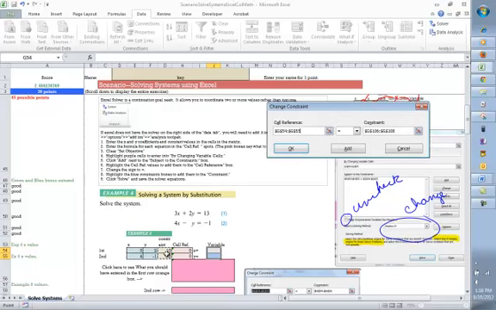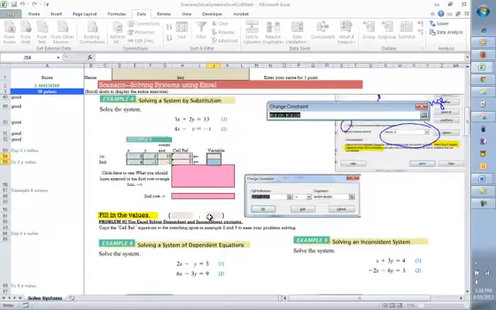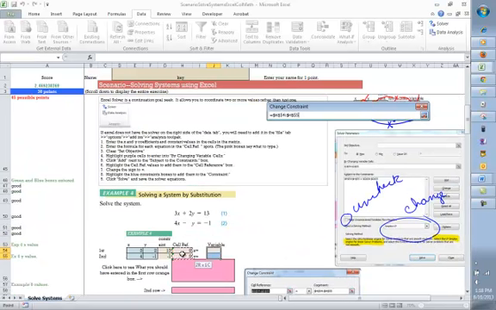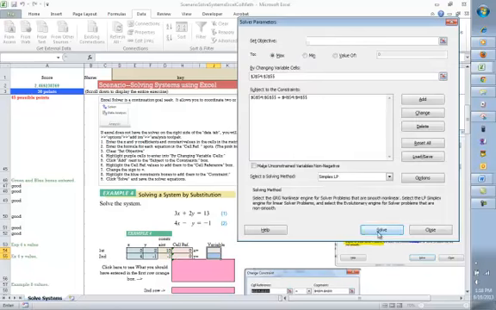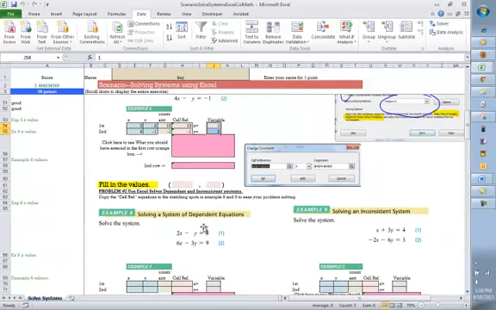Our constraint matrix is going to be equal to our cell reference matrix. Right now it's not, but when we use Solver, it tells us that it found a solution, and the solution was x is 1, y is 5.